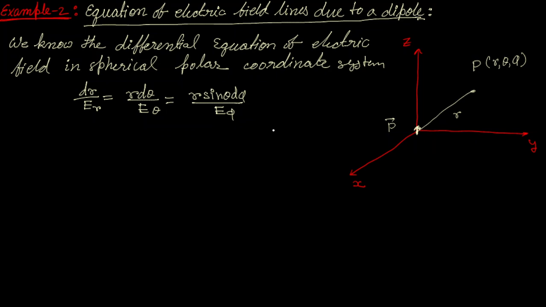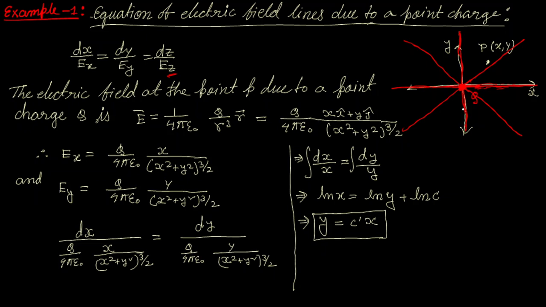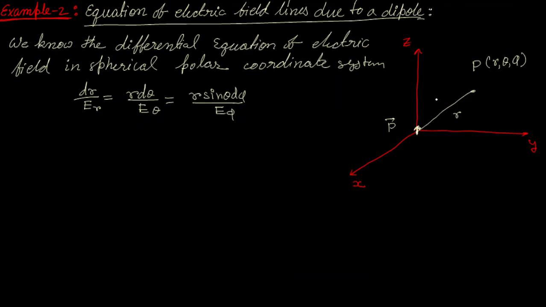But for this dipole, as I told you, the electric field will be only a function of r and theta. So the equations of the field line will also be only a function of r and theta. It will be independent of phi. So if we want to calculate the equations of electric field line because of the dipole, just as we have done here for a point charge, first we considered a point, and then at this point we wrote the electric field. In the same way, to write the equations of electric field lines associated with the dipole, first we have to write the value of electric field at this point because of the dipole.